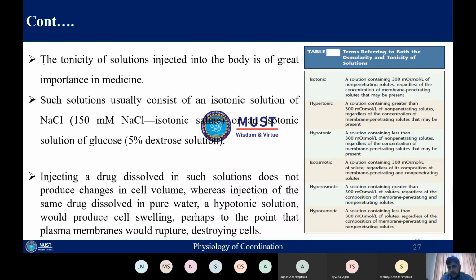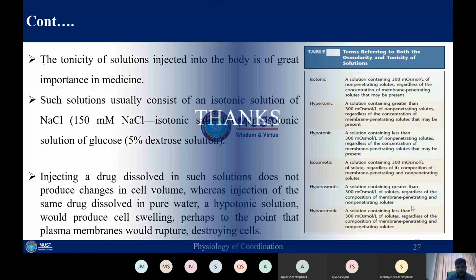So here is a comparison. You can have an idea that the simple difference between isotonic and isoosmotic is that both will have the same osmolarity, but regardless of the composition of the membrane, whether the membrane is penetrating or non-penetrating. And in the case of hyperosmotic, similarly again we will have a 3 molar osmol concentration of the solute, but the membrane permeability will not be counted, whether the membrane is permeable or impermeable.